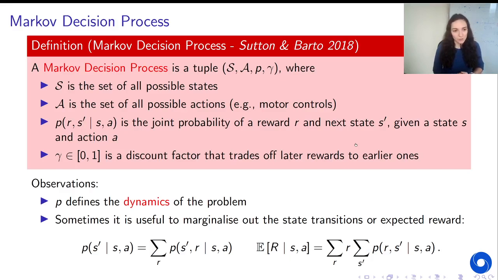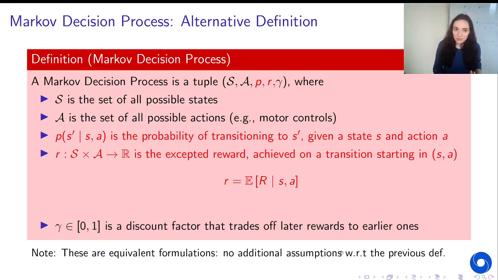And it's good to notice that sometimes it's useful to marginalize out some of these quantities, like the state transition and the expected reward. These are the two equations here. So this is just looking at the transition to the next state, and this is looking at all of the reward that we could expect from a transition starting from state S and having taken action A. And this leads us to the alternative definition of the MDP, which is quite prevalent in literature.